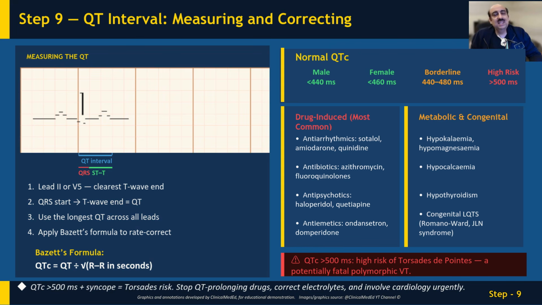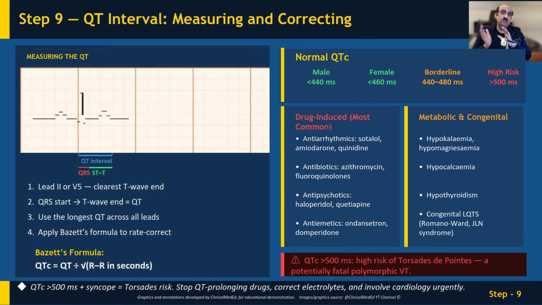Normal values: anything less than 450 is considered a safe range. To be precise, for males it's less than 440, for females less than 460. Borderline is considered 460 to 480, but if you ask cardiologists, they will be really worried if the corrected QT is above 500 milliseconds, because then there's a very high risk of torsades and malignant arrhythmias.